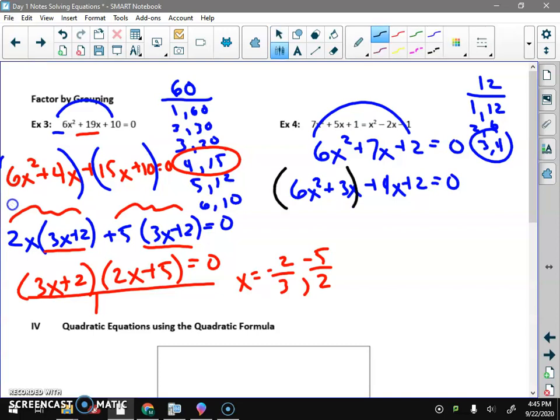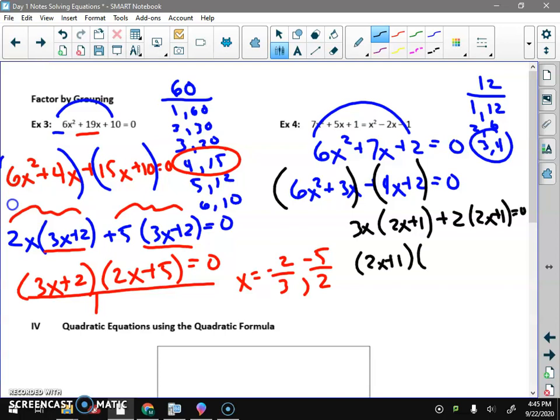6x squared plus 3x, 4x plus 2. What does 6x squared plus 3x share? A 3x. 2x plus 1. I hope I get a 2x plus 1. What do we got there in front? A 4x plus 2, so we could pull out a 2. And I'm left with 2x plus 1. Bingo. That binomial of 2x plus 1 is common, leaving me with the other binomial of 3x plus 2.